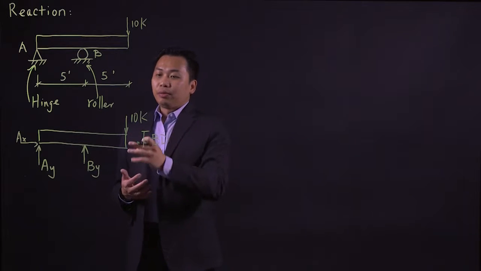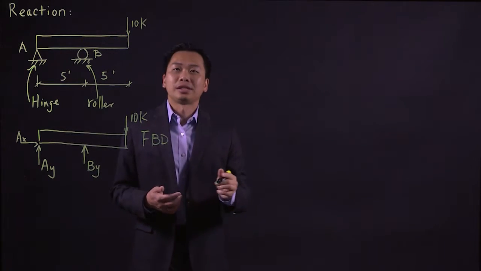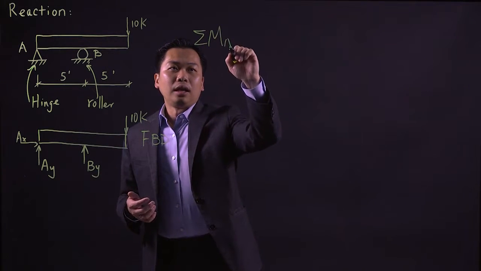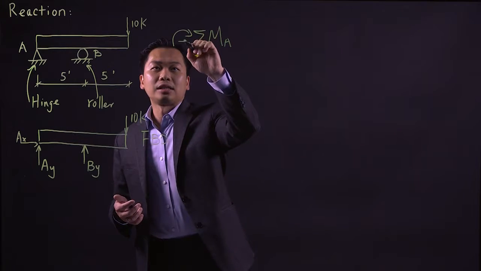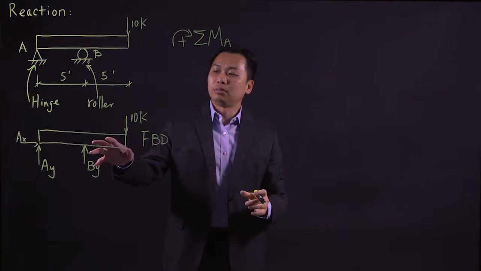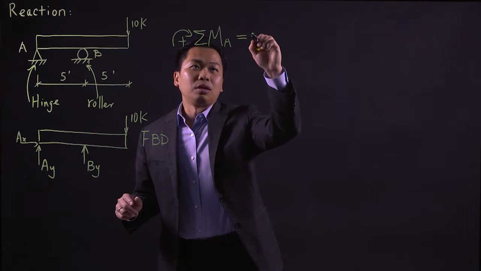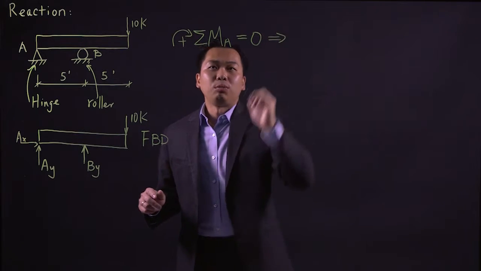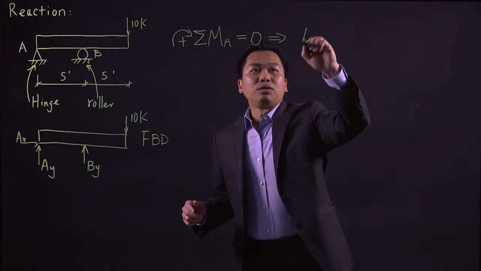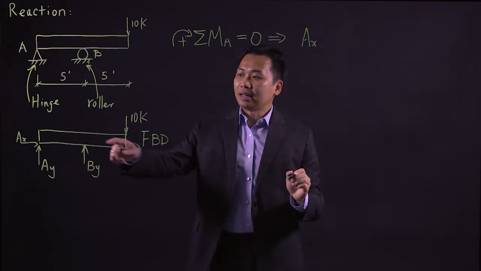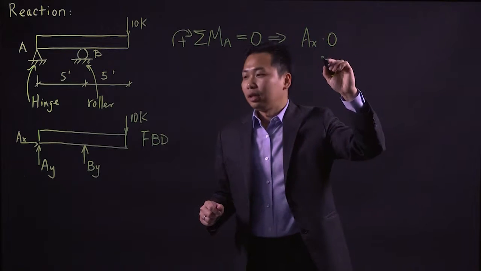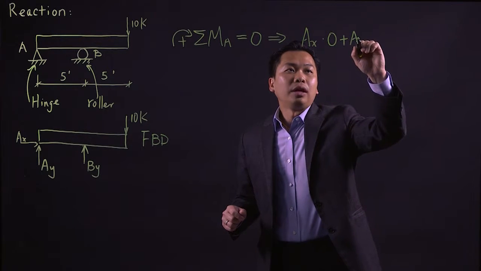To find the reaction forces, we first sum the moment at point A, and I'm going to use clockwise as positive direction. Since this beam is in equilibrium, if you sum the moment at point A, you're going to have your sum equal to 0. If you draw those out, Ax is passing through point A, therefore the moment arm is going to be 0. Same for Ay.